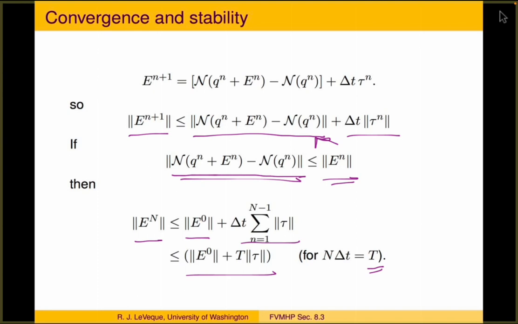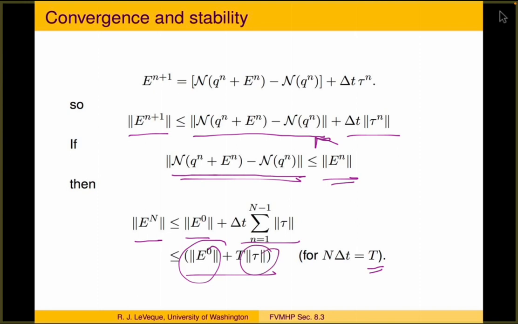And as long as n times delta t is equal to that time, we can replace this sum by just n times delta t, which is capital T, times some global norm of the truncation error over the entire computational domain and time period that we're integrating things. So that gives us a bound on the final global error that will go to 0 as we refine the grid, provided that we're approximating the initial data well enough that the initial error goes to 0, and provided that the local truncation error goes to 0.